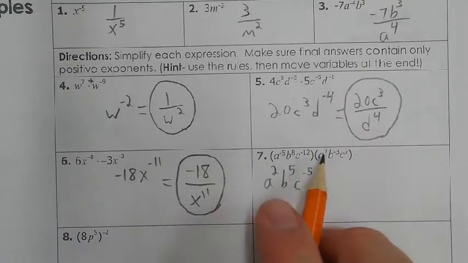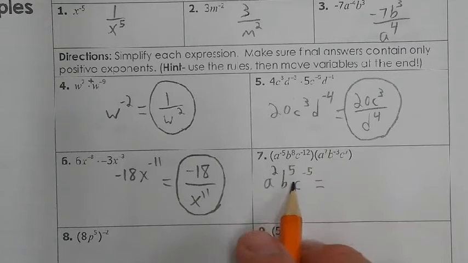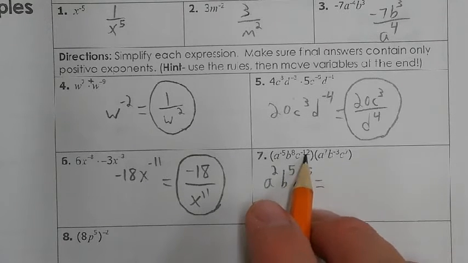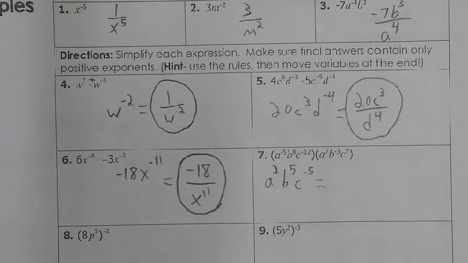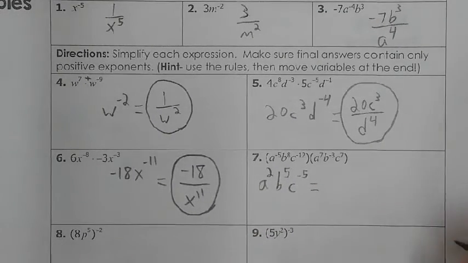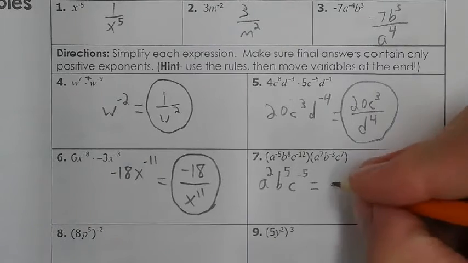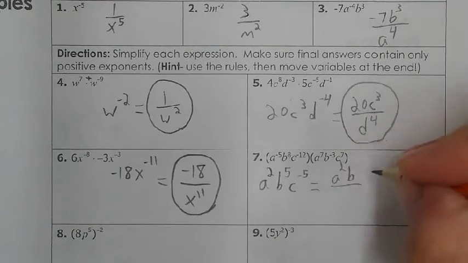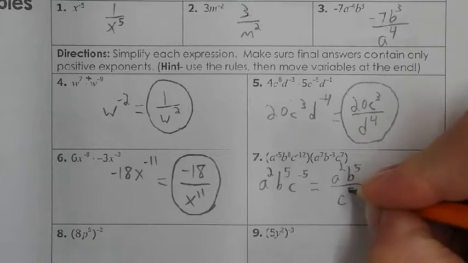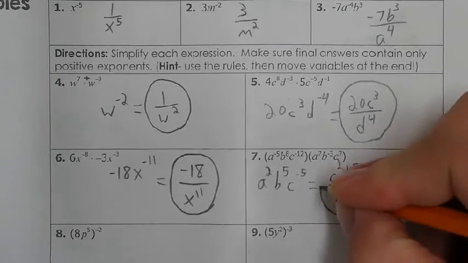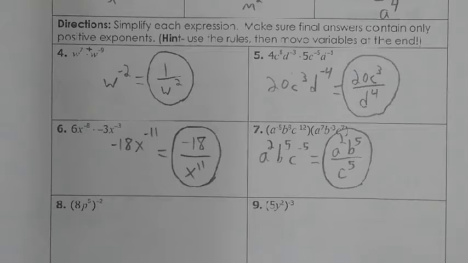So negative 5 plus 7 is 2. 8 plus negative 3 is 5. Negative 2 plus 7 is negative 5. So now we cannot have a negative exponent. So Rory, what did you get for your final answer? A to the second power, B to the fifth power on top, and then C to the fifth power. Very good. So yeah, the C to the fifth would move to the bottom. Questions?